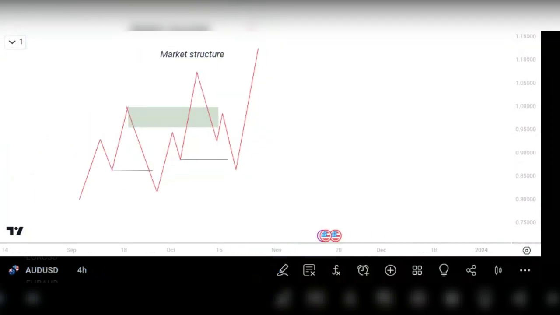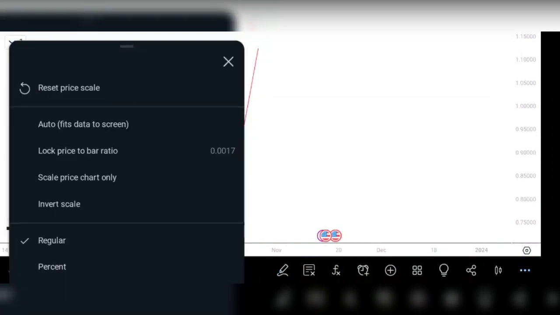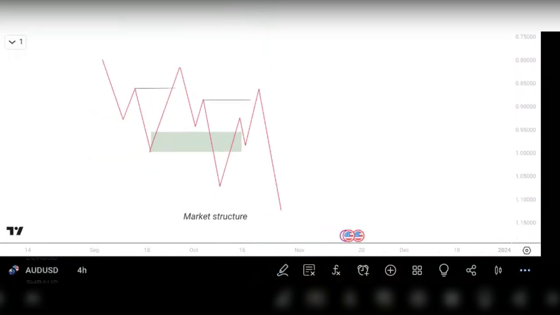Same thing applies for a downtrend. Let's take, for example, we are in a downtrend. Let me turn my screen into a downtrend. Yeah, something of this nature. And that is how it happens.